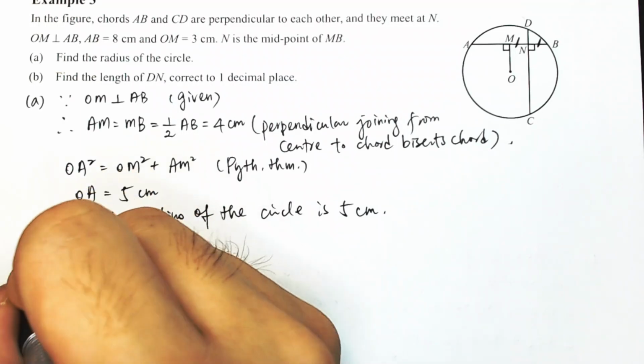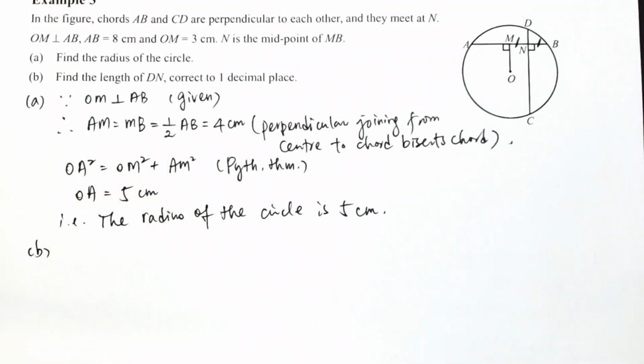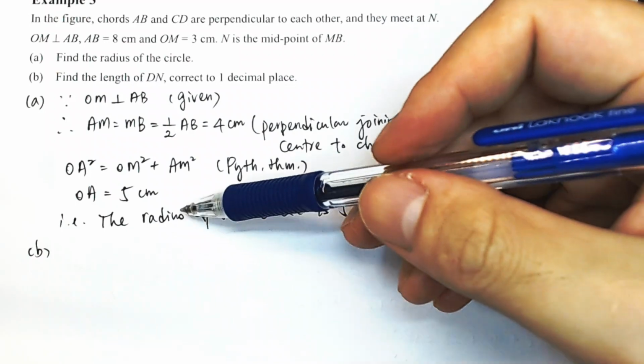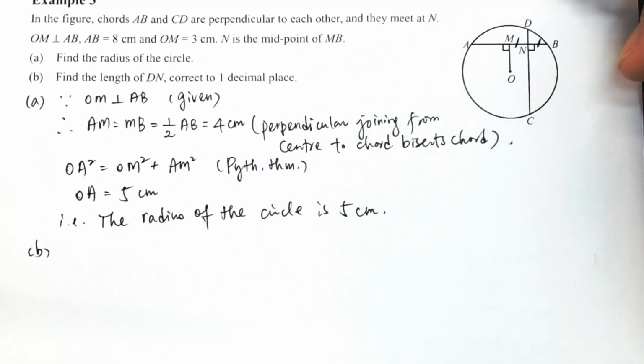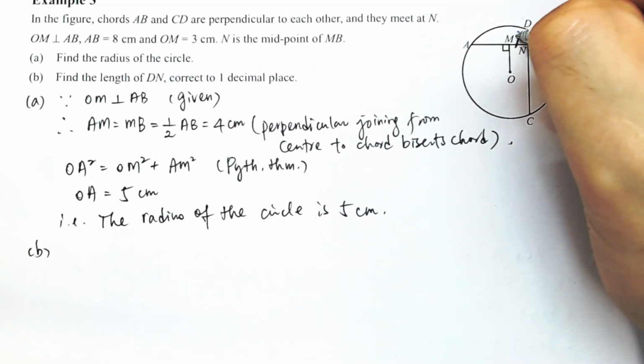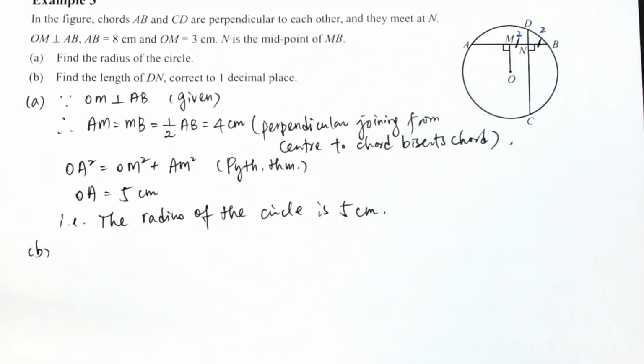Okay, now part B. After you know the radius is 5 cm and you need to find the length of DN, we haven't made use of the chord CD, and also N being the midpoint of MB. Let's get some idea before we move on. We have the radius, which can be used later on maybe, and AM and MB is 4, so we have MN 2, NB is 2 as well. Then you may think of, we actually don't know the chord CD, right?